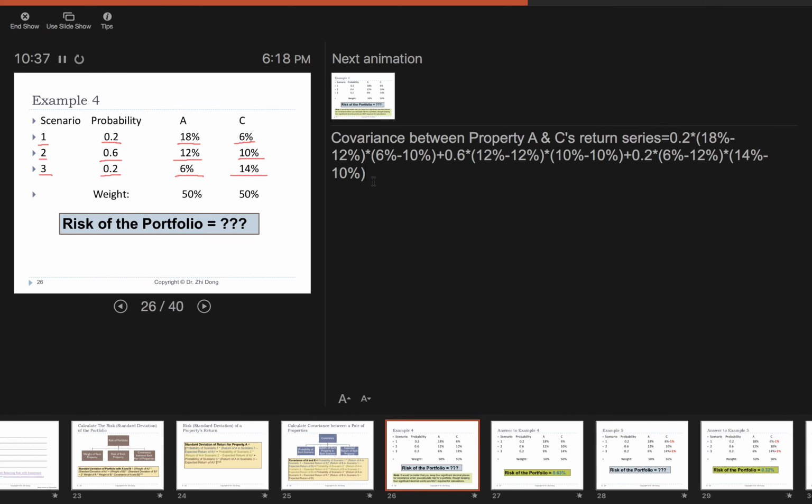If we key all this formula into a scientific calculator, we will get an answer close to minus 0.096%. It's interesting to see that covariance can be negative. And when we have this negative covariance, it also implies risk reduction or risk mitigation benefits if we include property A and C in our portfolio.